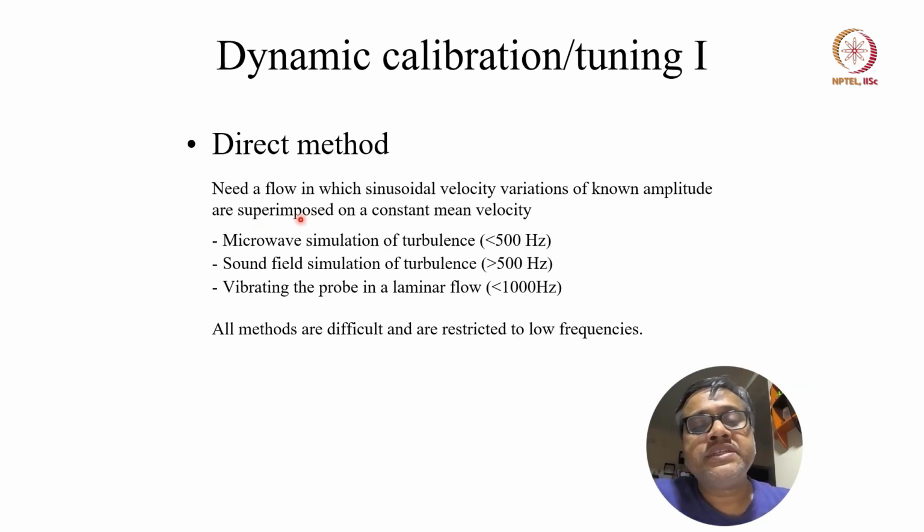So the direct method is that you need a flow in which there is a sinusoidal variation of known amplitude, superposed on a mean velocity. Imagine a pipe flow which has, say, a mean velocity of 10 meters per second, and then you have an oscillating component or a sinusoidal variation on top of that, right? There can be a variety of ways to do this. They are all very restricted to very low frequencies as well.